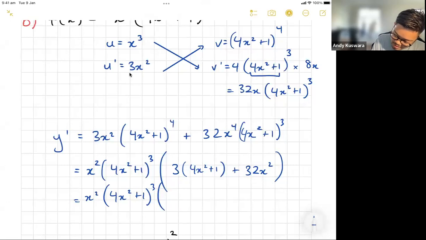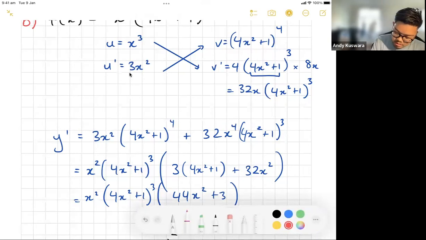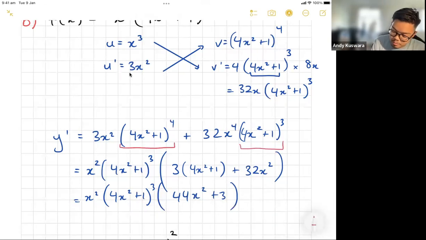What's 12x squared plus 32x squared? 44x squared, and then plus 3. And that would be your simplified version. It's just factorizing. It's catching that there are common factors here and here, and there's also a common factor of the x squared and the x to the 4. Last one.